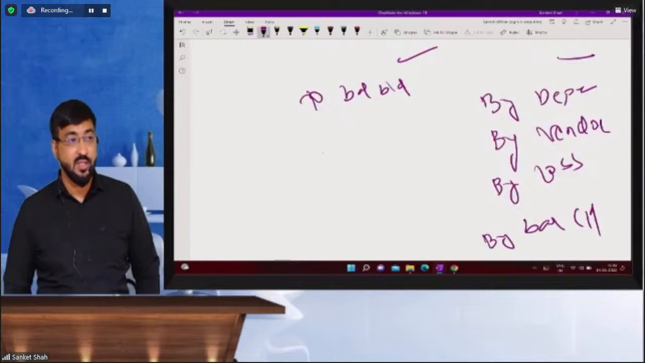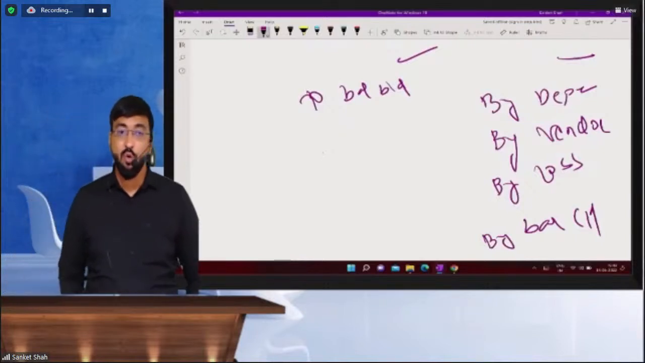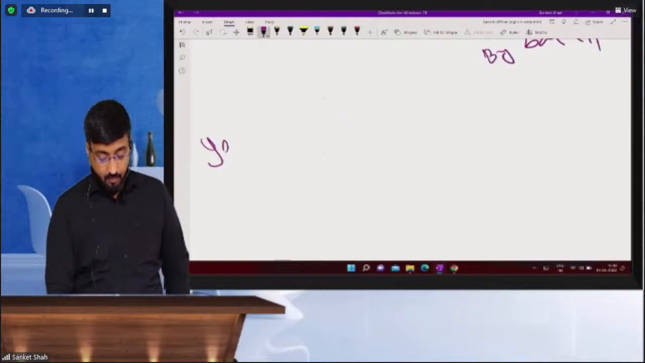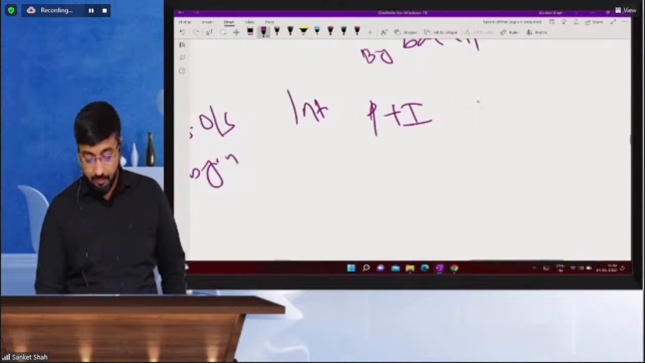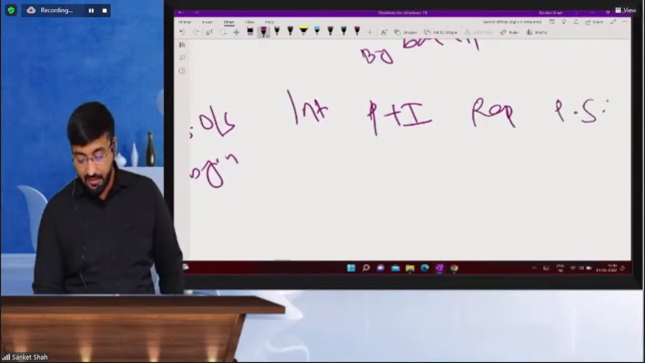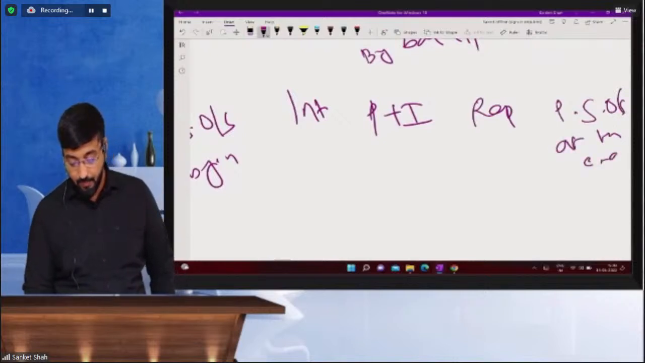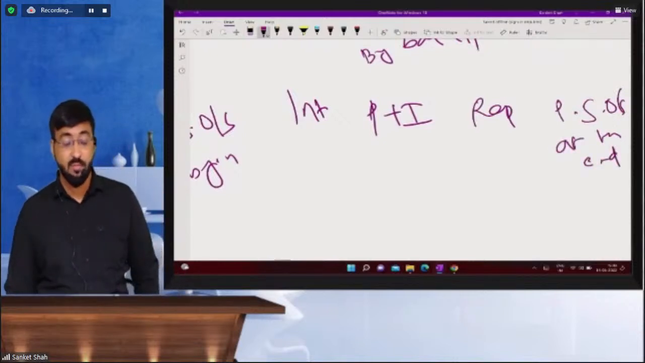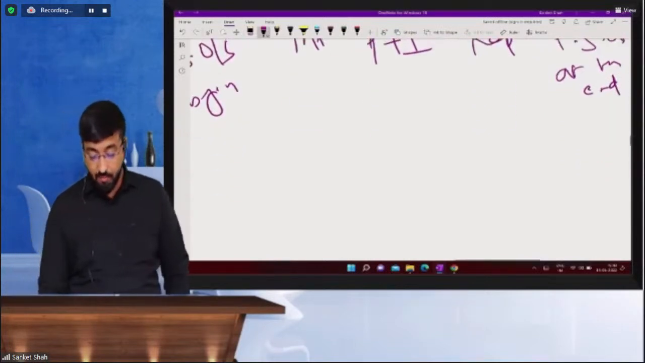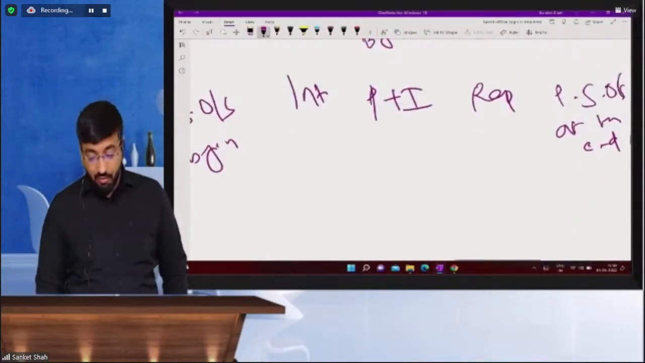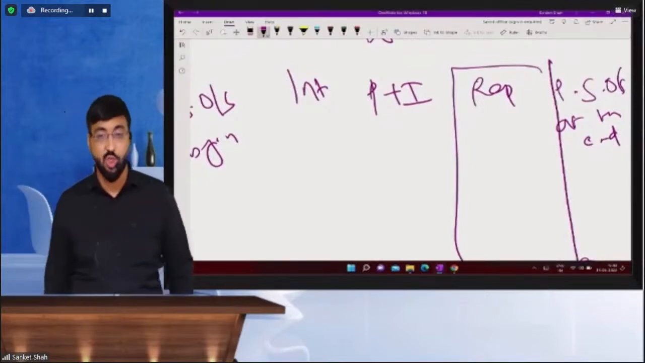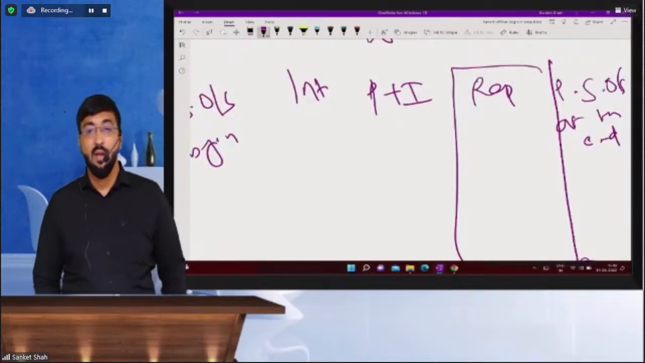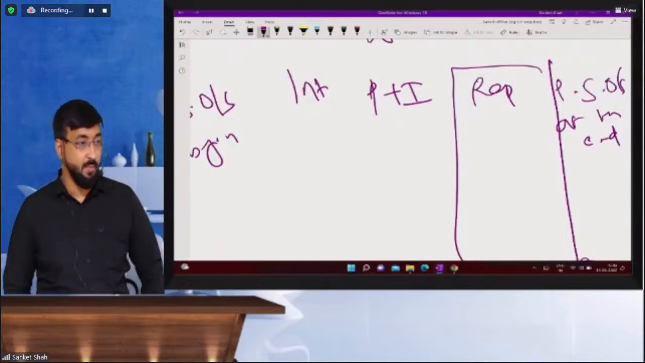In hire purchase, you remember that table you have to prepare, that table: year, principal sum outstanding at the beginning, interest, P plus I, repayment, and principal sum outstanding at the end. Very, very simple chapter. And in case of reverse calculation, if amount is not given, that repayment column you will write and do the reverse calculation. Very simple. Hire purchase, we have finished with hire purchase.